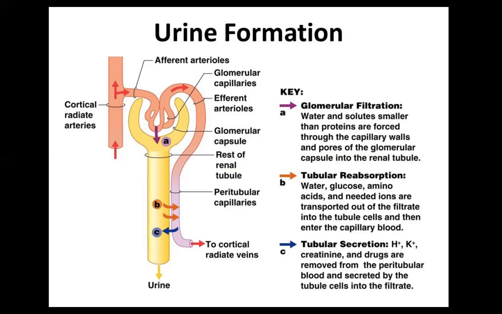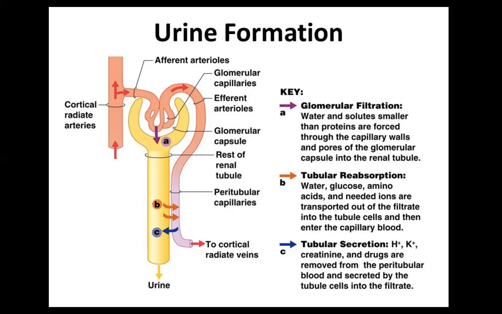From there, after water and solutes pass through the glomerulus, it then goes through the various tubes, the renal tubules specifically, where reabsorption of water, sugar, amino acids, and essential ions is occurring. So these are transported out of the filtrate into the tubule cells so that they can re-enter the bloodstream through the glomerular capillaries. And then finally, the last stage of urine formation would be tubular secretion.